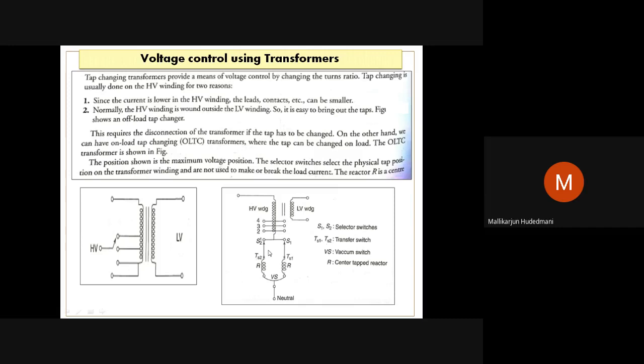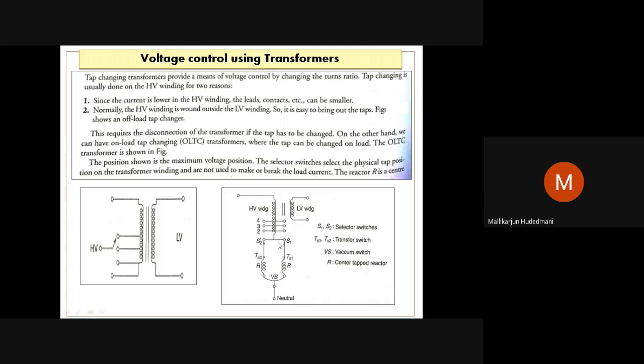How does the operation work here? The selector switches S1 and S2 have established contact with tap number 1, at the right and at the left, via the reactor connected to the main circuit. Now I need to change from tap number 1 down to tap number 2. How will I do it? Look at my mouse cursor here. Switch S2 will open first. S1 is still in contact via this reactor. Only this one is opened. When I open this, I will choose point number 2. You can see here, S2 is opened and switched to point number 2.